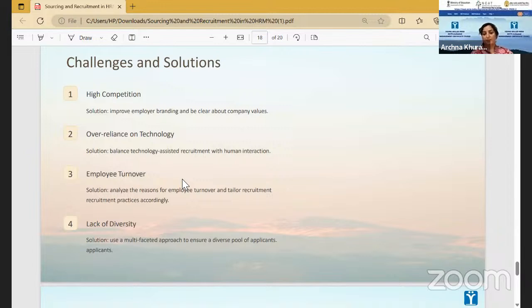You need to analyze the reason for employee turnover, and then you need to tailor your recruitment practices accordingly. Very, very important, because like I just said initially, if your job description is not really well written, there are chances that people will come and experience a different thing altogether. And somehow then employees feel that they were being lied to during the interview process. Why give them that experience when they are just joining?